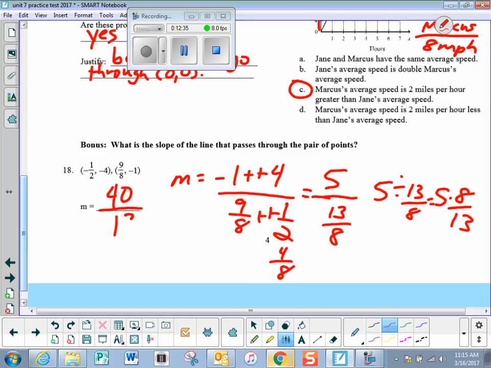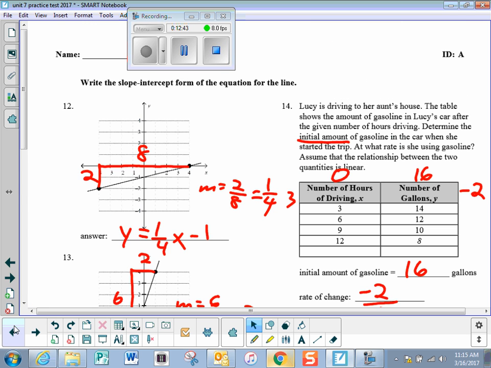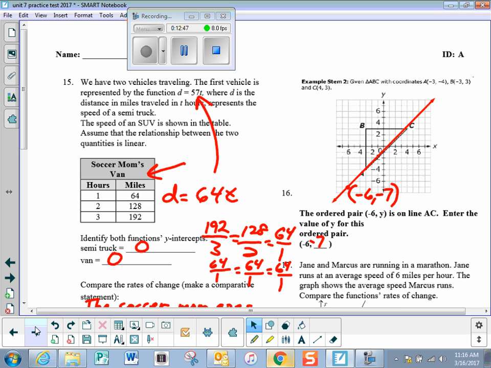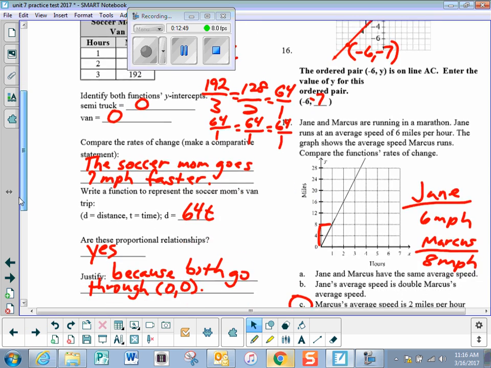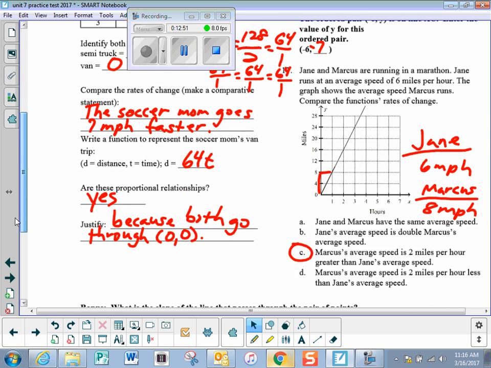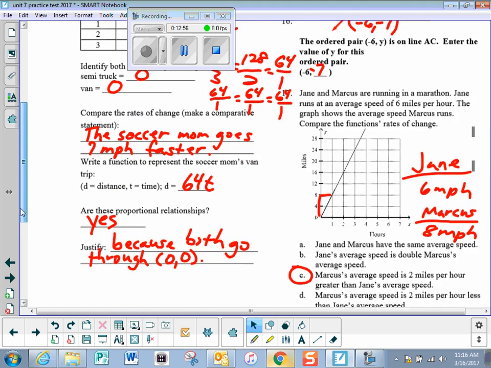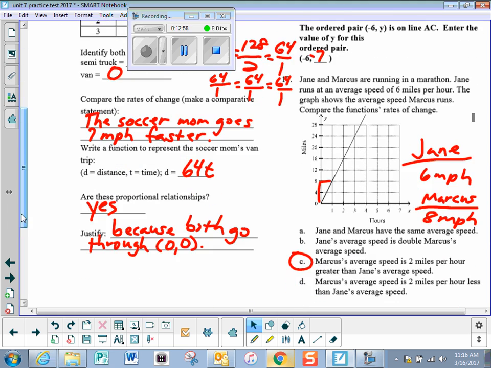How does this work? 28 points, I think. What was 15 worth? Like 5 points? Let's go back and see. 15 was worth 1, 2, 3, 4. Okay. All right.